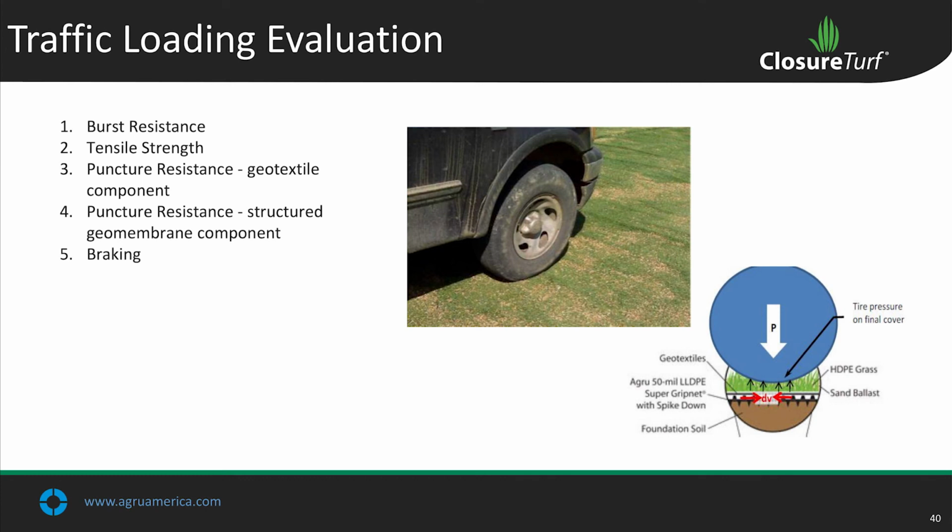Mechanics of traffic loading consist of burst resistance, or bursting pressure through the IDS system here. The geotextile bursting through the gaps in between the studs, tensile strength of the geotextile components of the turf, puncture resistance or punching through the stud layers, puncture resistance of the geomembrane itself from, say, rocks or whatever underneath, and then abrasion.